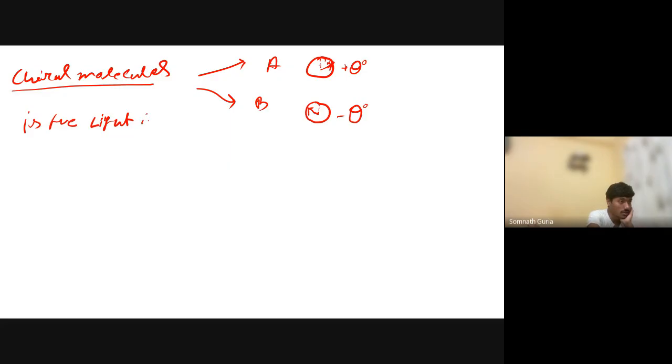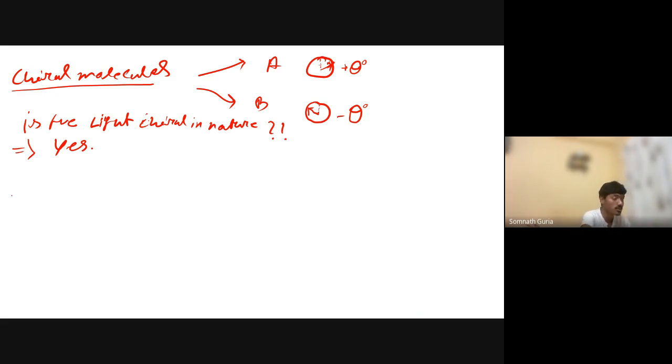Is the light chiral in nature? This is my major question. The answer is yes. How? There is an interesting phenomenon. How is this happening?